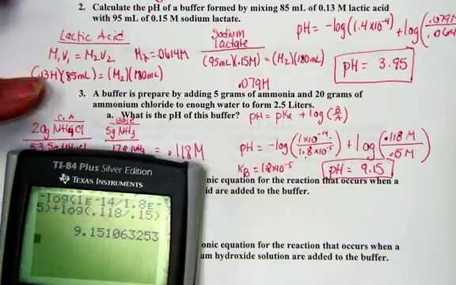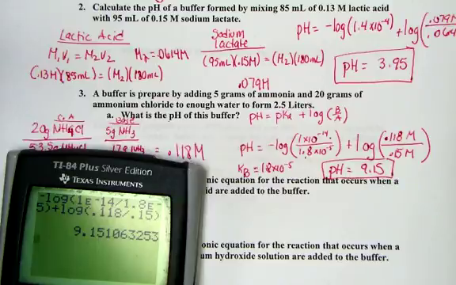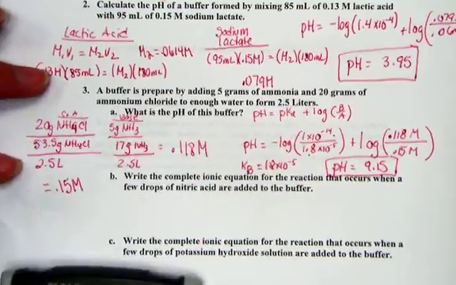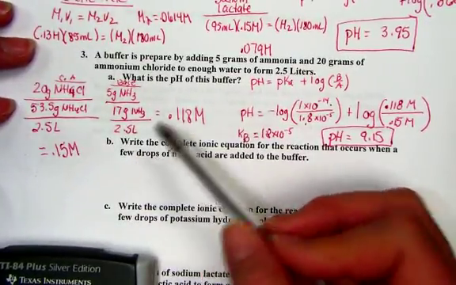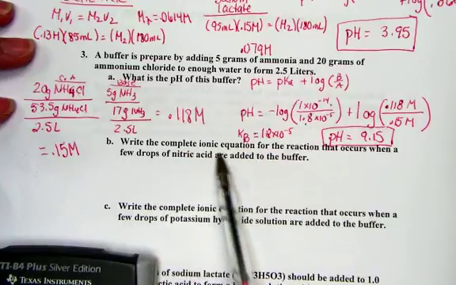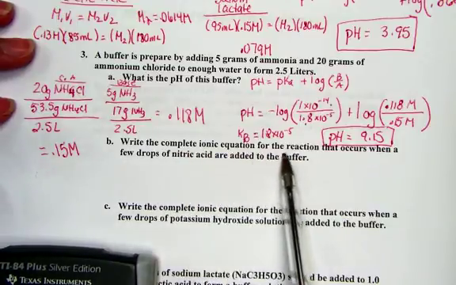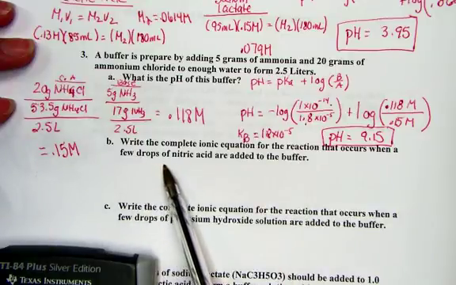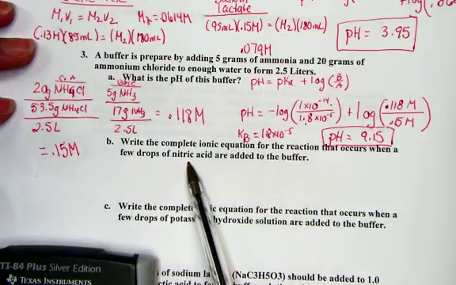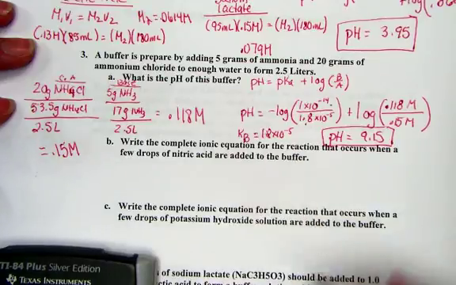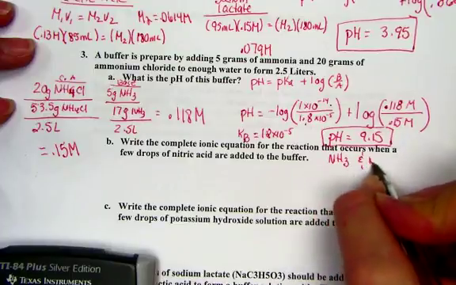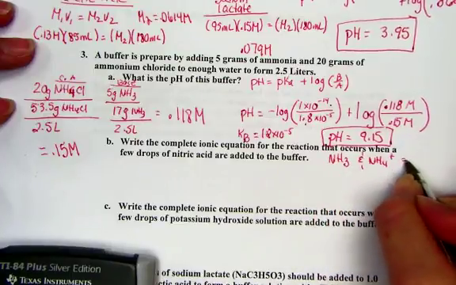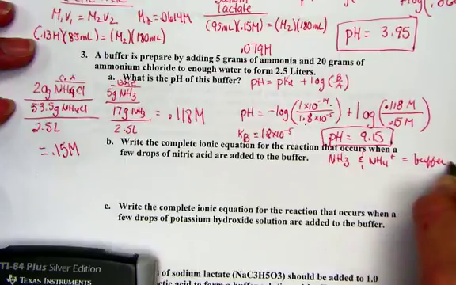That number makes sense. This is a base, ammonia, so therefore it should end up with a pH greater than 7, and this does, so the number makes sense. It is a buffered solution, so in letter B, it's asking us to consider a net ionic equation, or a complete ionic equation, for the reaction that occurs when a few drops of strong acid, such as nitric acid, are added to the buffer. Remember the conjugate pair of ammonia and the ammonium ion. This is our buffered pair of conjugates.